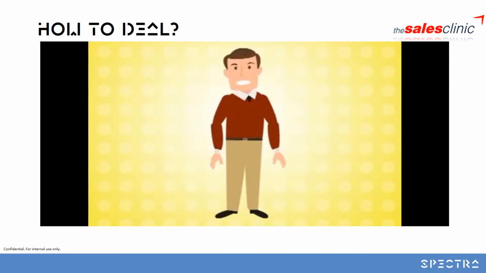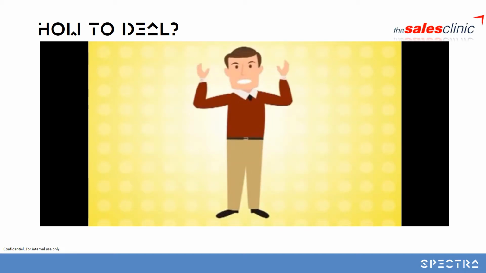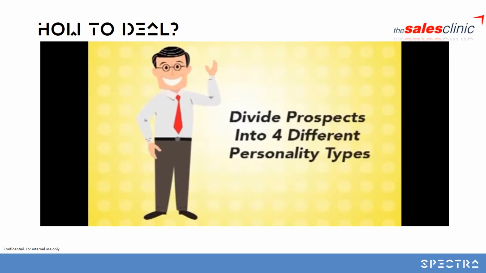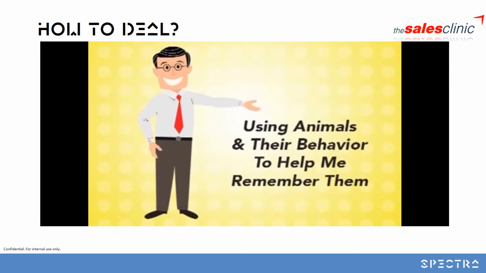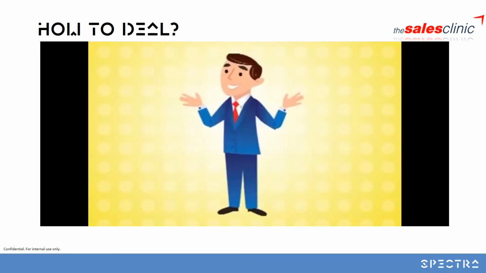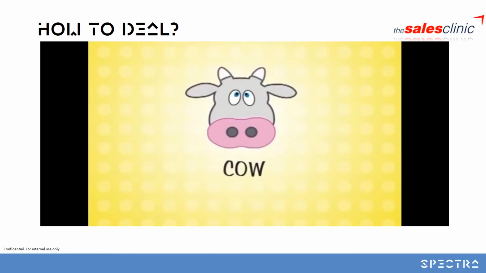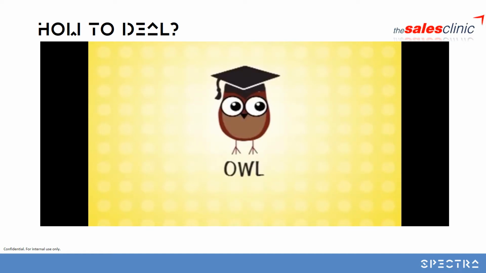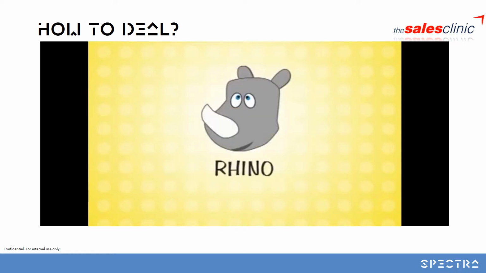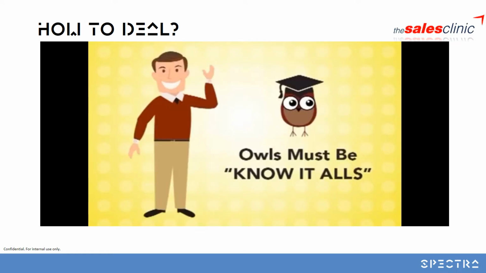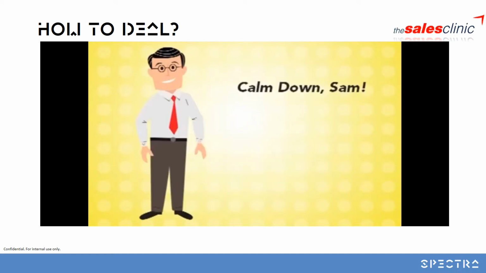That sounds difficult, boss. There must be dozens of different personality types. Actually, I divide prospects into 4 personality types, and to make it easier to remember, I use animals and their behavior to help me remember them. That's interesting. What are the 4 animals? Cow, lovebird, owl, and rhino. Owls are supposed to be smart, so I guess owl customers are like know-it-alls. I hate guys like that.